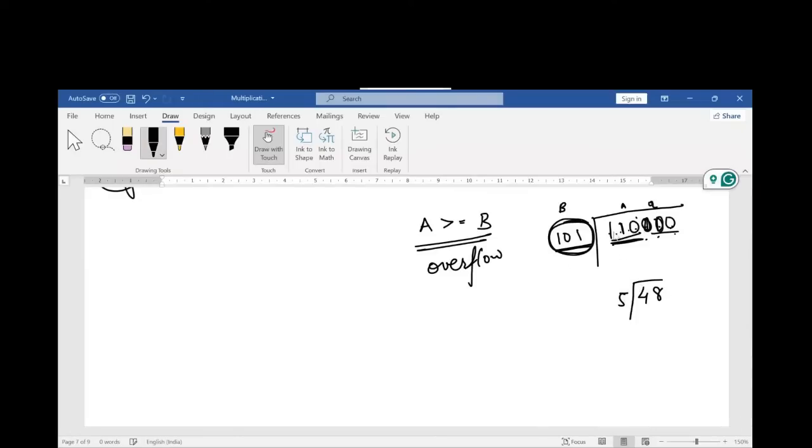Now these are my numbers. Now here, if I check, is A greater than B? What is the value of A? 110. What is 110? Yes, 6. And what is B? B is 5. Is A greater than or equal to B? Yes. So there is an overflow.